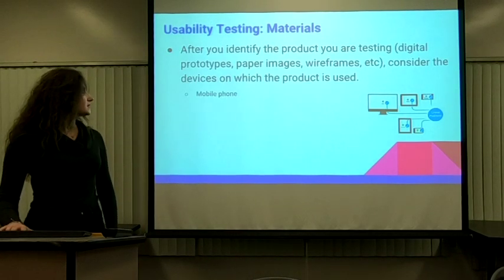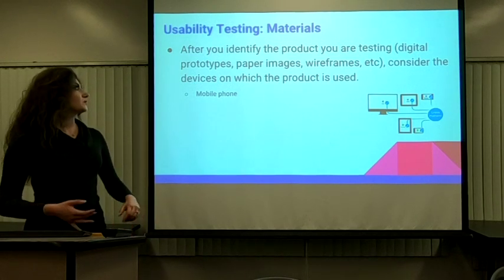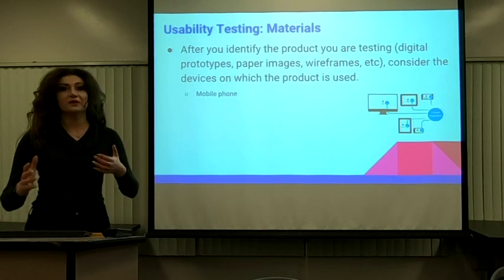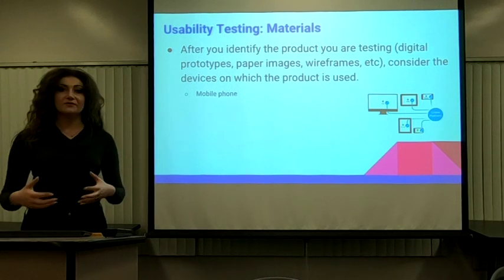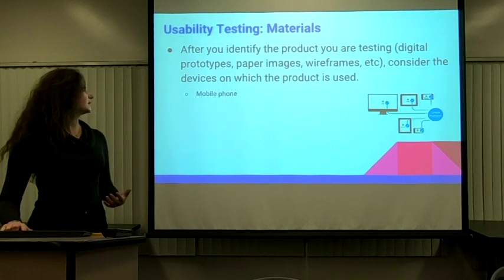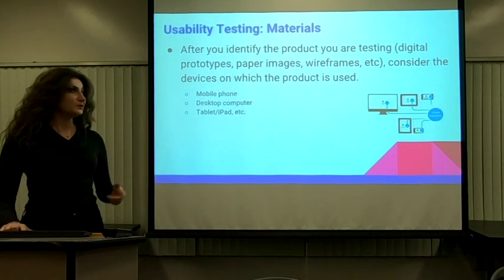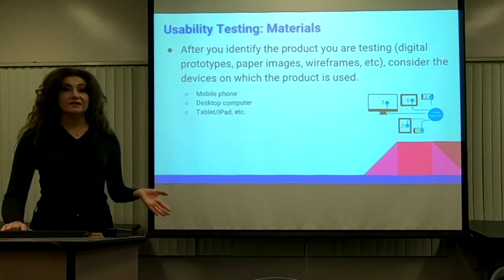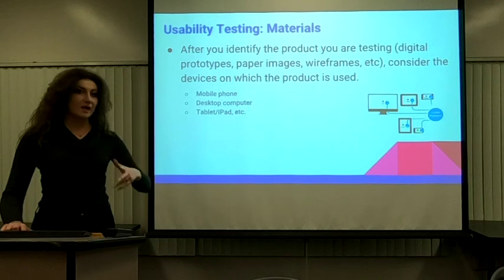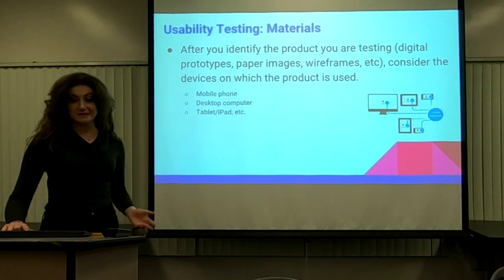Continuing with our discussion on materials, after you identify the product that you're testing, and this could be a digital prototype, this could be a paper image, this could be a wireframe. There are a variety of different shapes and forms that a prototype could take. But basically, after you've gotten those prototypes, you want to consider the device on which the product is being tested. So some common devices that we have are mobile phones, desktop computers, tablets or iPads, etc. And it would actually be really interesting to check out how, let's say, your favorite app you choose could be different on a mobile phone than on a desktop or on a tablet or iPad.